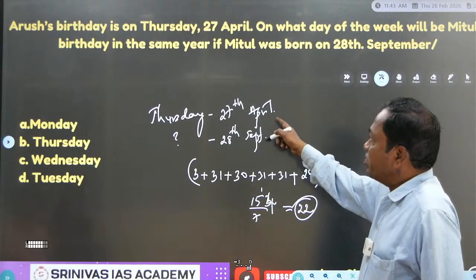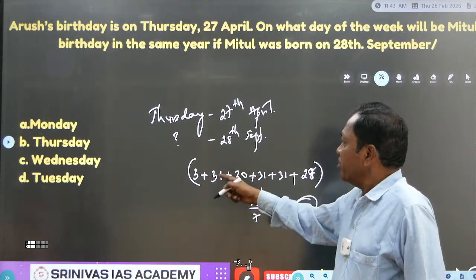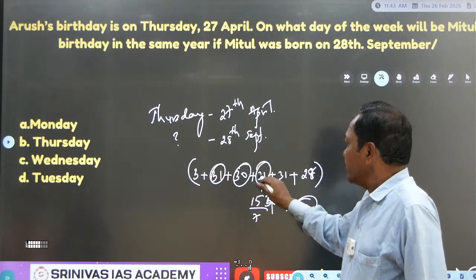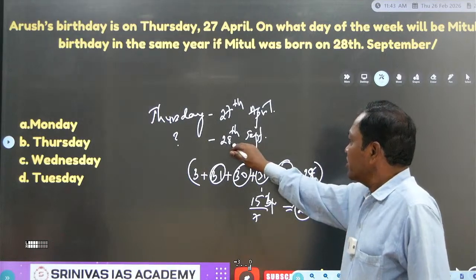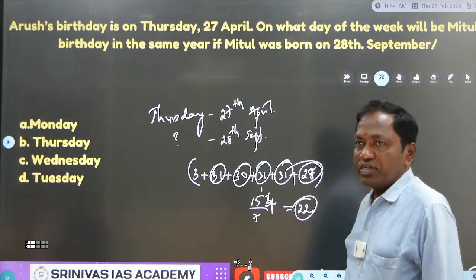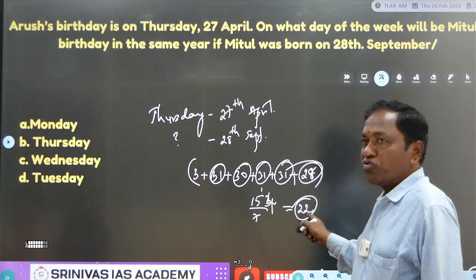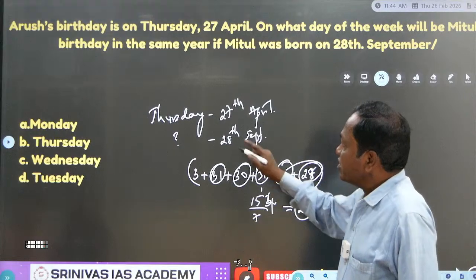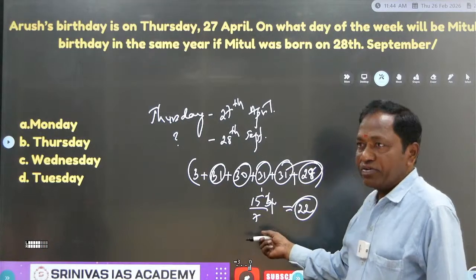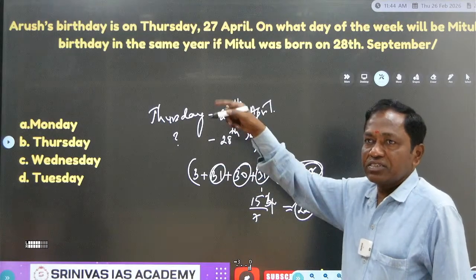So after 27th April, how many days are left? 3. May is 31 days, June 30 days, July 31 days, August 31 days, September is given 28 days. What is the total number of days? 154 days. That should be converted into weeks. 154 by 7 is 22 weeks. 22 weeks means again it falls on Thursday only. The remainder is 0, so it will fall on Thursday.